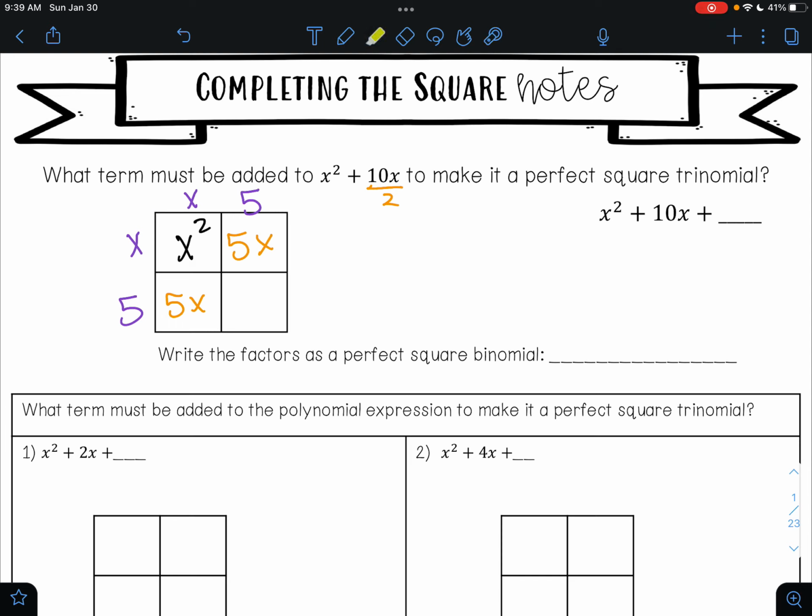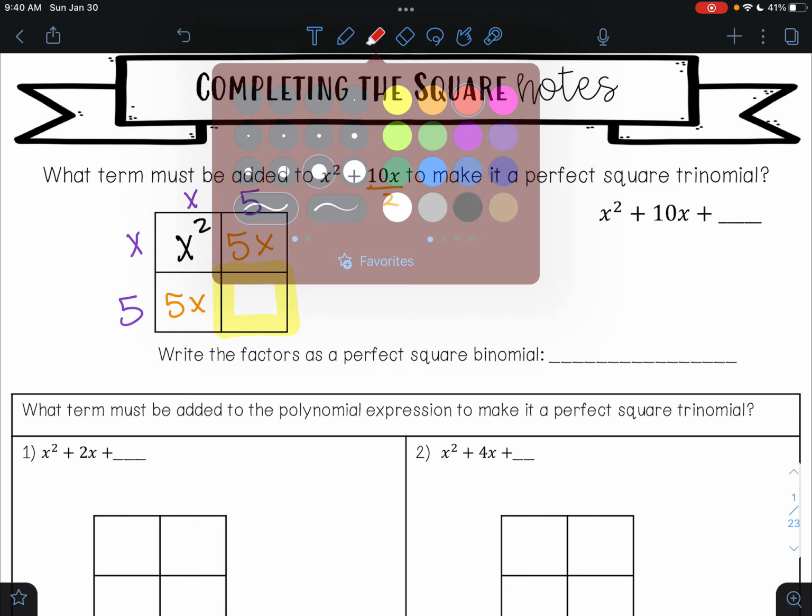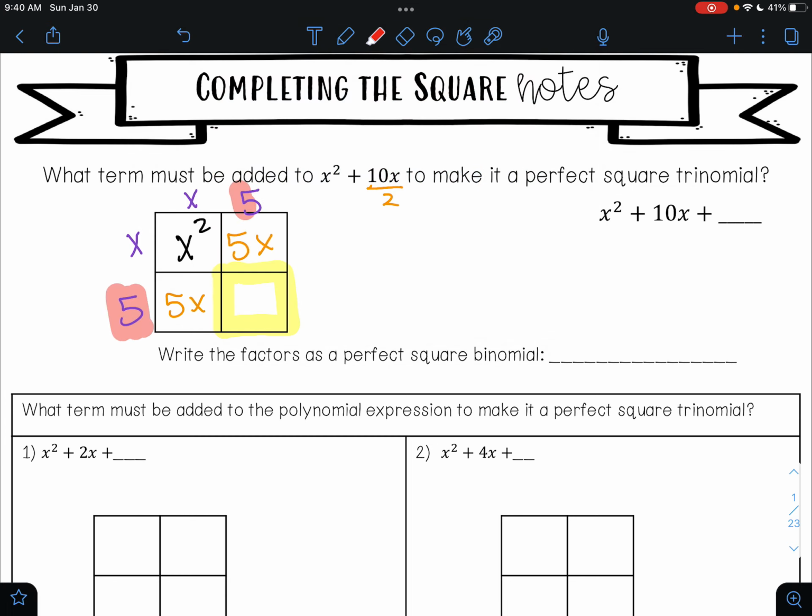Now, in order to complete the square, we need to complete this box right here. To find what this box is, we are going to multiply 5 by 5. What is 5 times 5? 25. So 25 is the missing number that completes the square.